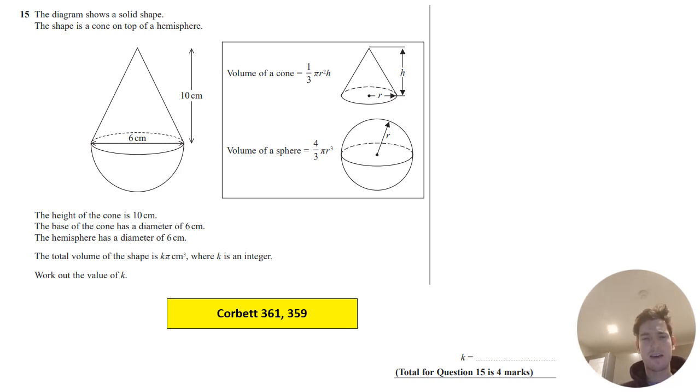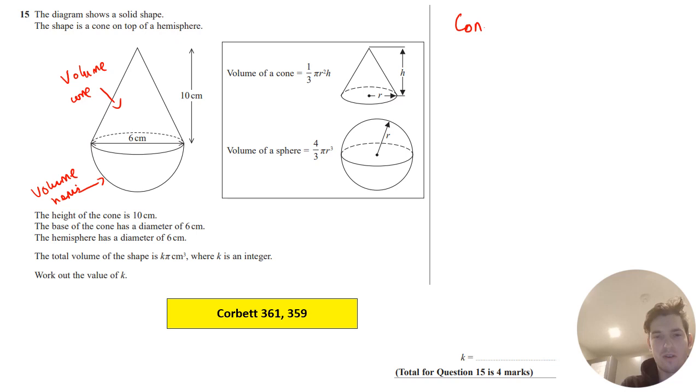Okay, so for this one here, I think I need to work out two things. I need to work out the volume of the cone, and I need to work out the volume of the hemisphere, and then add them together. Now it's giving me my formula, so I'm definitely going to need to use those. Let's do the cone first.